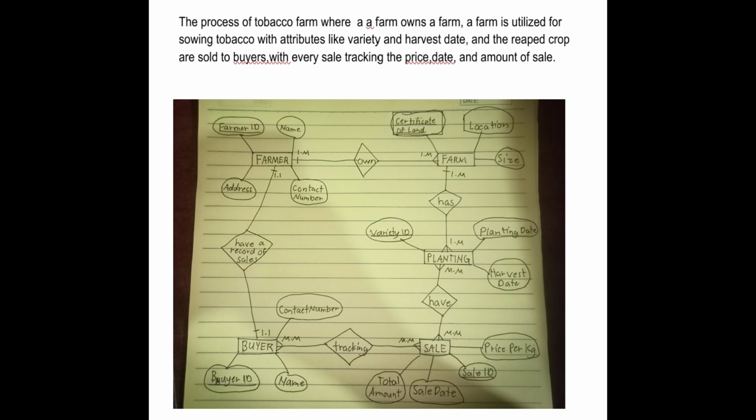And the diamond in the middle is called the relationship of each entity. For example, one farmer owns many farms, and one farm has many plantings, and many plantings have many sales, and many sales track many buyers, and one buyer has a record of sales with one farmer.